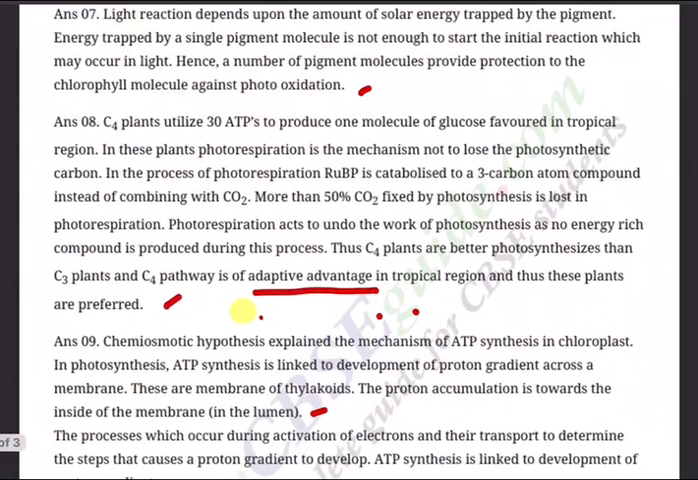Question 8. C4 plants utilize 30 ATP to produce one molecule of glucose, and are favored by the tropical region. In these plants, photorespiration is the mechanism by which photosynthetic carbon is lost. In the process of photorespiration, RuBP is catabolized to a 3-carbon atom compound instead of combining with CO2. More than 50% of CO2 fixed by photosynthesis is lost in photorespiration. Photorespiration acts to undo the work of photosynthesis as no energy-rich compound is produced during this process.